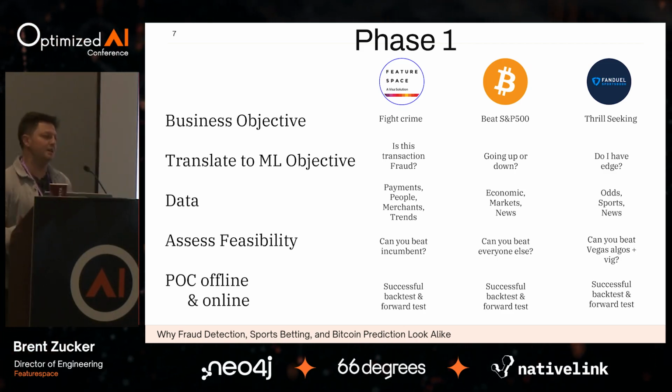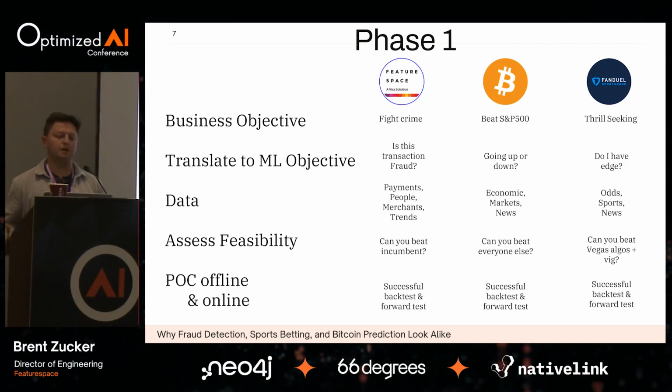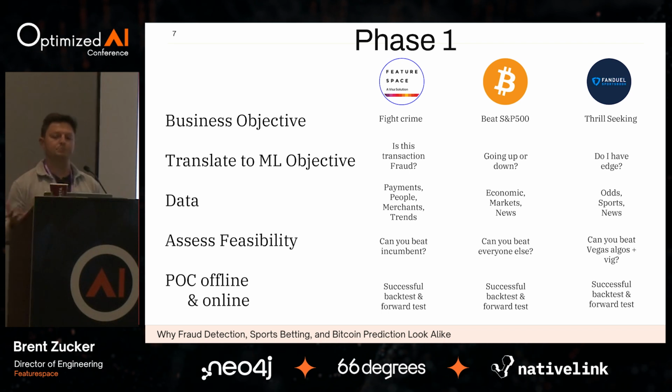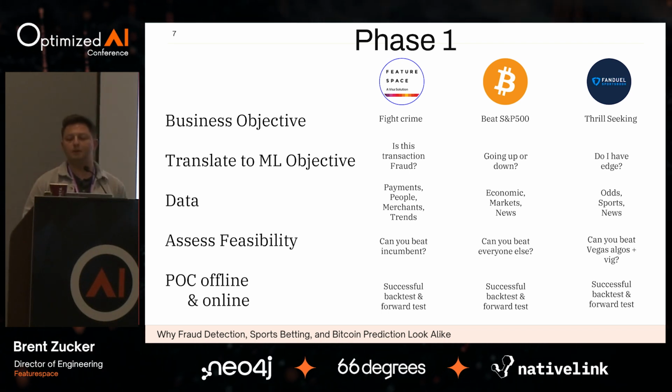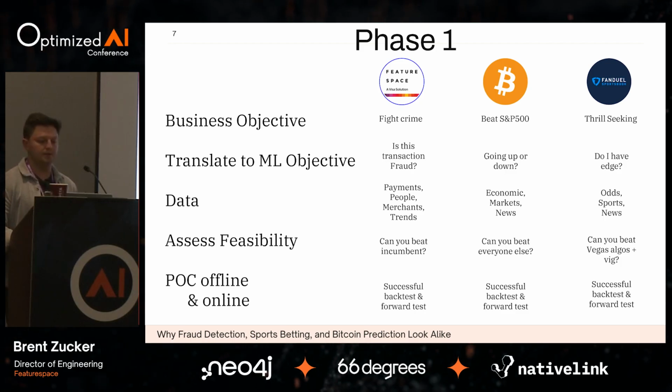So how do you translate that business problem to an ML problem? In the fraud space, is this transaction fraud? In the Bitcoin space, if you want to beat the market, there are a lot of options on how you want to frame this, but for this presentation, is Bitcoin going up or down? And then in sports betting, do I have an edge? Should I make this bet?